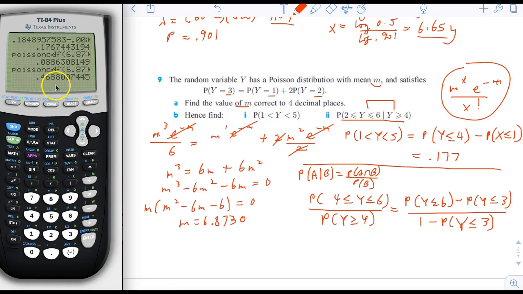So for 6, it would be 0.469. So instead of y is less than or equal to 6, we're going to put 0.469. And then the probability y is less than or equal to 3 is 0.0886. And 1 minus 0.0886.